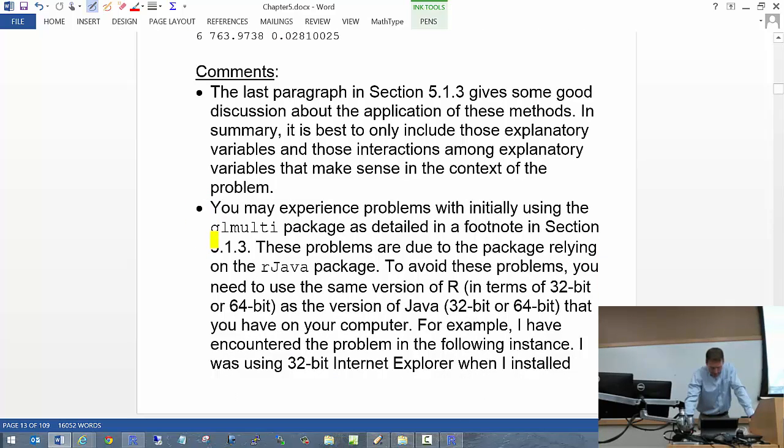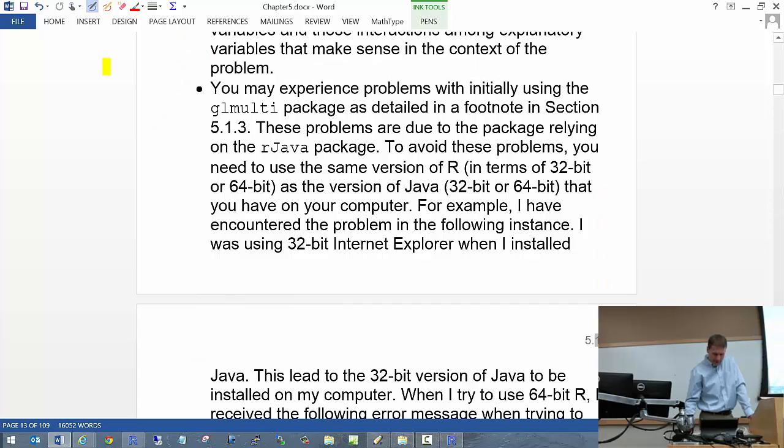Okay. So some comments. Please make sure you take a look at the last paragraph of section 5.1.3 in my book. I'm going to focus on this next comment here. Unfortunately, running this function is not as easy as other functions in R. The reason is because the underlying code that's used in this function is actually written in Java. And so, when this package is installed on your computer, automatically another package will be installed called rJava.